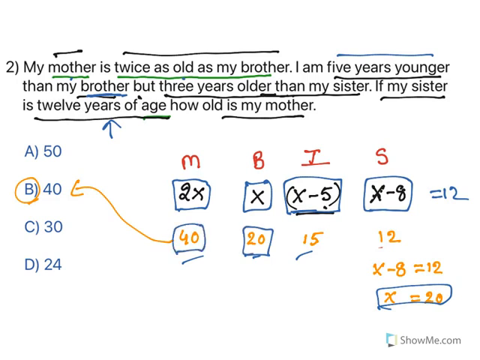I am 5 years younger than my brother. My brother is 20, I am 5 years younger, meaning 15. But I am 3 years older than my sister. She is 12, I am 15, 3 years older. See, the beauty with mental ability is you will get everything. You will know whether you did it correctly or not. So this is how you need to do it, and this is a kind of age related question.